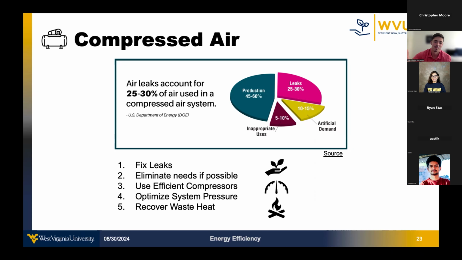Also a big one, if possible, eliminating the need for these compressed air systems. Maybe opting for more efficient compressors. Upgrading to more energy efficient ones will definitely reduce the energy consumption. Maybe optimizing the system pressure, ensuring that the systems operate at the correct pressure will prevent excess energy use and equipment wear. And then lastly, implementing a waste heat recovery system. Since 85 to 90% of compressor input energy is lost as heat, implementing a waste heat recovery system will make a difference from an energy saving standpoint.